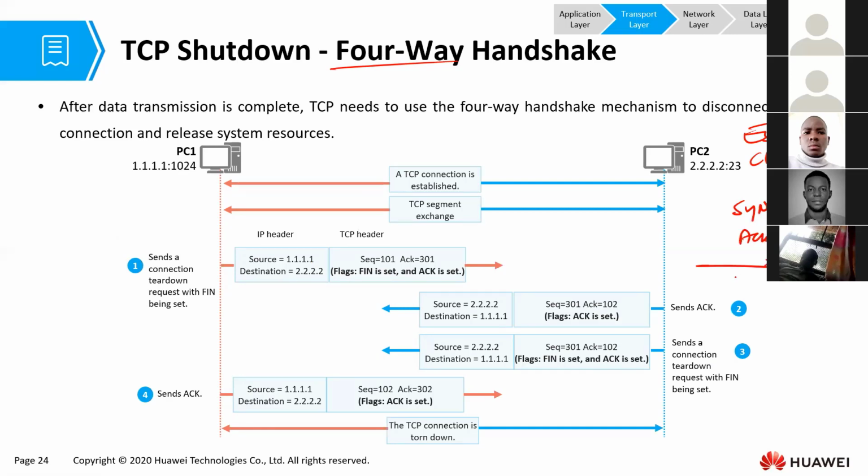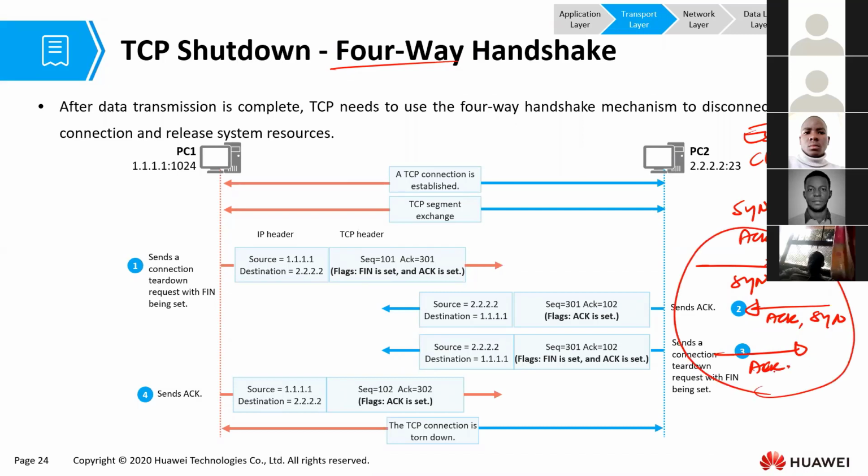For establishing the connection, we saw there is a SYN bit and the ACK bit. So the first is a SYN bit, goes. Then we receive an ACK and a SYN from the other end. And then we send an ACK. Okay, those are the 3 bits.